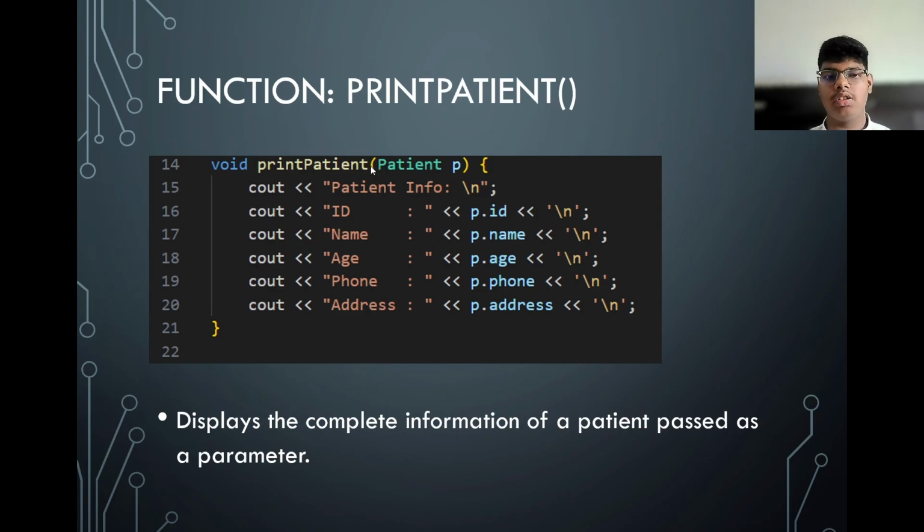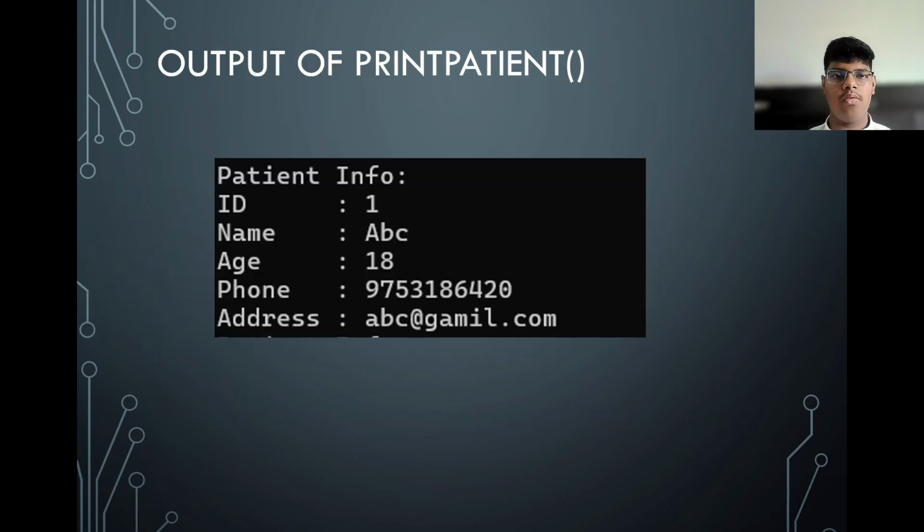And then print patient is the name of the function, and inside the brackets we have patient p. So this is the input we have to give in this function. We will come afterwards to how we are getting this patient p. But then lines 15 to 20 show us cout and relevant information. So p.id is the id of the patient p, and name, age, phone, address are similar to that. Now we can see its output. The output will look like this. It does not have fancy text or a good UI because it is a console application.